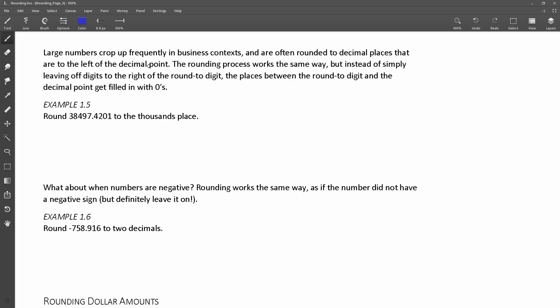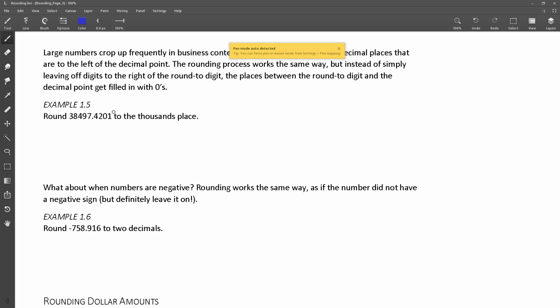Moving on. Large numbers crop up frequently in business and are often rounded to decimal places that are to the left of the decimal point. In that case, the rounding process works the same way. You use the same algorithm, starting with the round 2 digit and looking at the digit directly to the right. But instead of simply leaving off digits to the right of the round 2 digit after you do the rounding, the places between that round 2 digit and the decimal point get filled in with zeros. All right, so what does this look like?